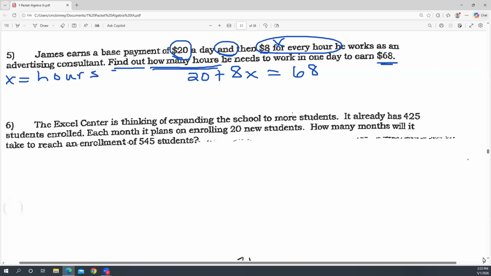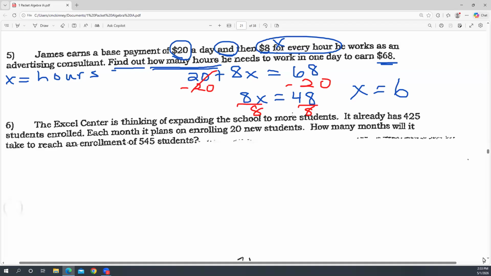And if you want to go ahead and try it on your own, pause me and then come back to see if we did the same thing. Hopefully you don't catch me making a mistake. But it happens even to teachers. 68 subtract 20, 48. And then we're going to divide both sides by 8 to get X is equal to 6.